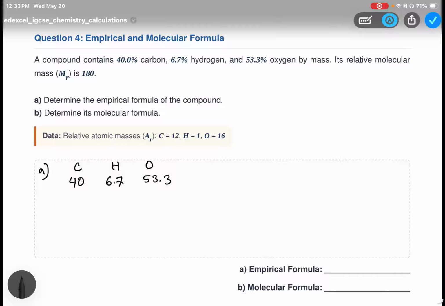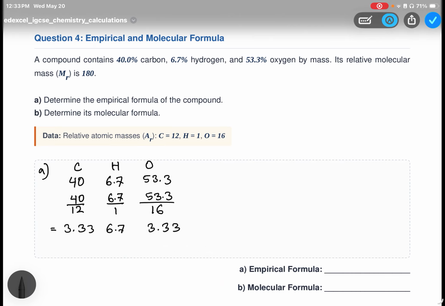The next step is to divide each of the values by their molar mass. So 40 divided by 12, the molar mass of carbon, 6.7 divided by 1, the molar mass of hydrogen, and 53.3 divided by 16, the molar mass of oxygen. Now, if we do this, what values do we get? This is going to be 3.33 something. This is going to be 6.7, obviously, divided by 1. And 53.3 divided by 16 gives us, again, 3.33.